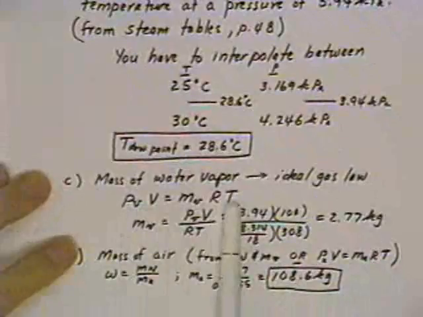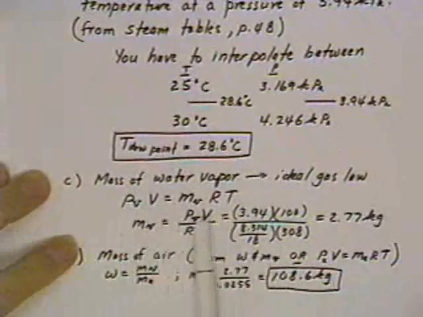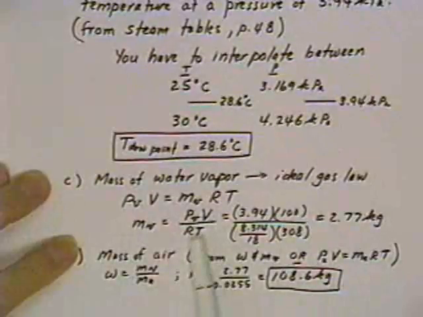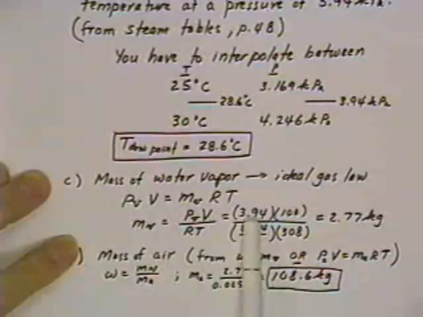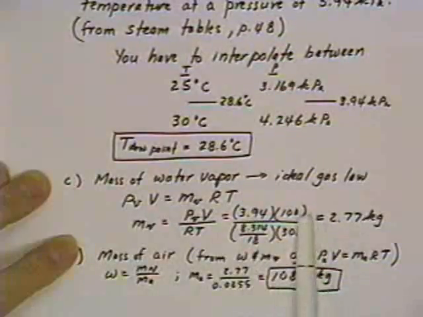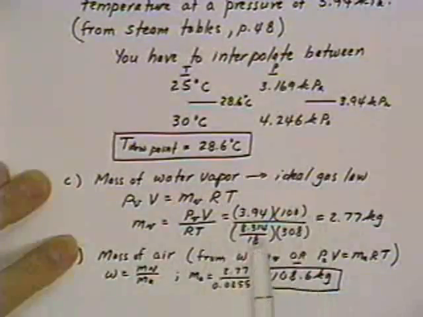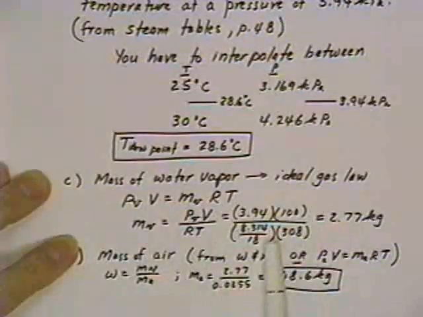From PV equals mRT, we can calculate the mass of the vapor as m equals PV over RT. The pressure we're using is the pressure of the water vapor itself, which is 3.494 kilopascals. The volume is the total volume we're dealing with, 100 cubic meters. And R is the R for water vapor, which is 8.314 divided by the molecular weight.